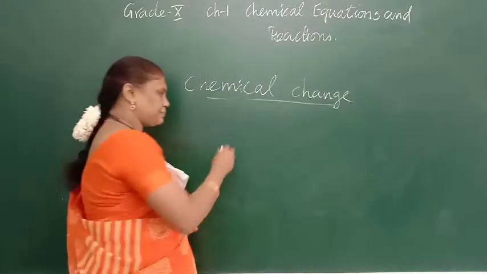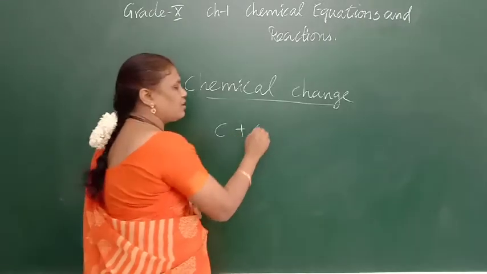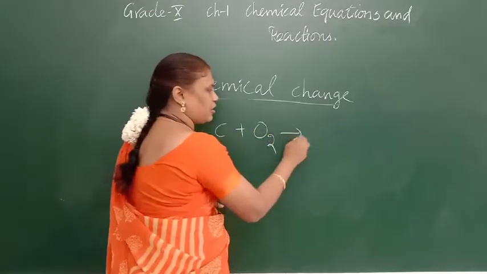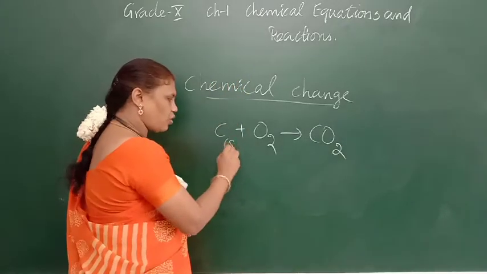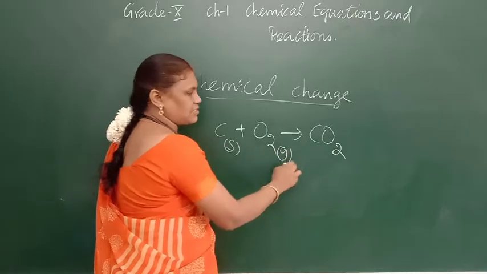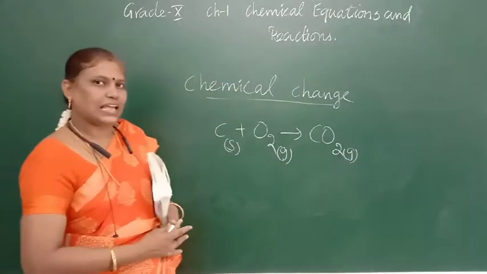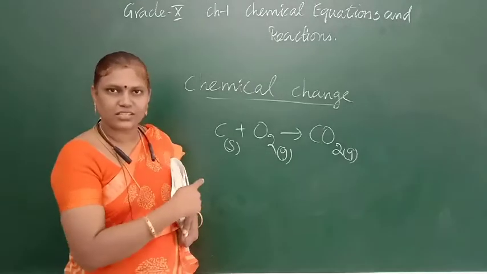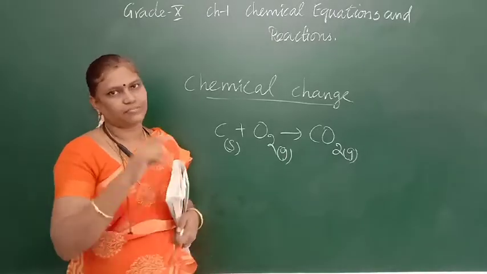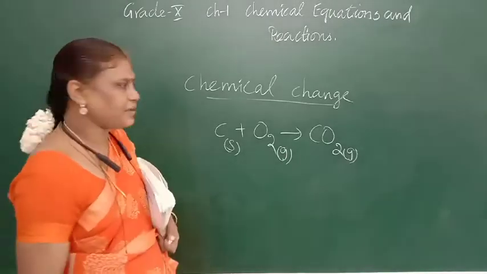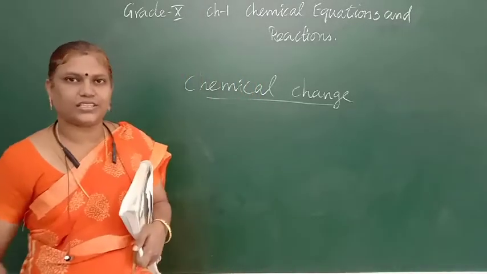Another example: coal. Coal has carbon content. When it is heated, it will give carbon dioxide. Coal is a solid, and carbon dioxide is a gaseous substance. So a solid is converted into a gaseous substance. So there is a change in the state of matter. This is one way of identifying a chemical change. First we have seen change in state.